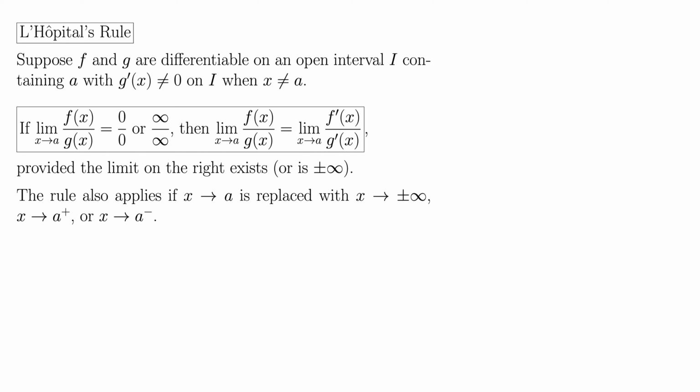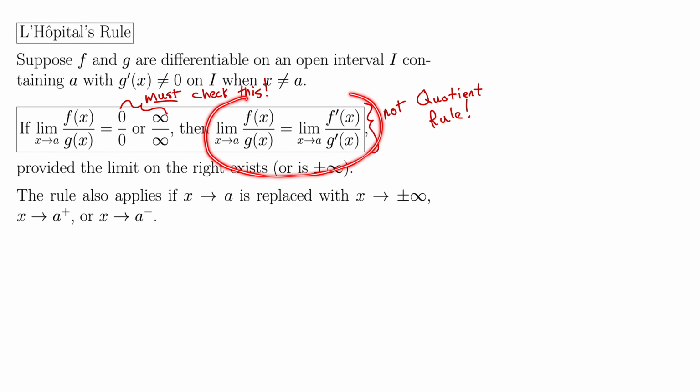First off, this is not the quotient rule. It's actually much easier than the quotient rule because we're simply taking the derivative of the top and the derivative of the bottom. No low d high minus high d low, none of that. The other thing is that you must check that the original limit equals 0 over 0 or infinity over infinity. The conclusion of the theorem doesn't hold unless you show that the hypothesis at the beginning first holds. I've seen countless instances where people jump straight into the conclusion of the theorem without bothering to verify the 0 over 0 or infinity over infinity part, which gives you an erroneous conclusion.